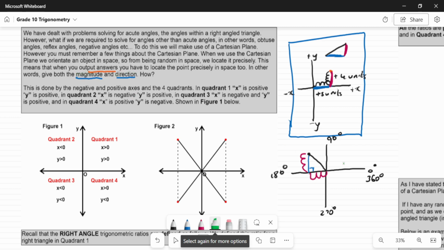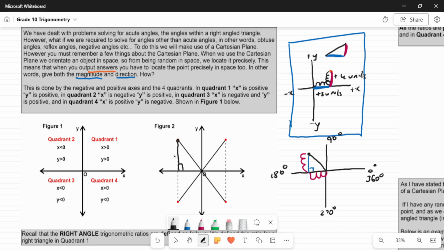Now I'll show you exactly how we can do that, but I just needed to prove to you that when we use the Cartesian plane, we show both the magnitude and the direction. And how does the Cartesian plane enable us to solve for angles other than acute angles? By using the simple fact that if I take any point located in any quadrant, as I've shown here in figure 2, I can drop a vertical line and form a right angle triangle.